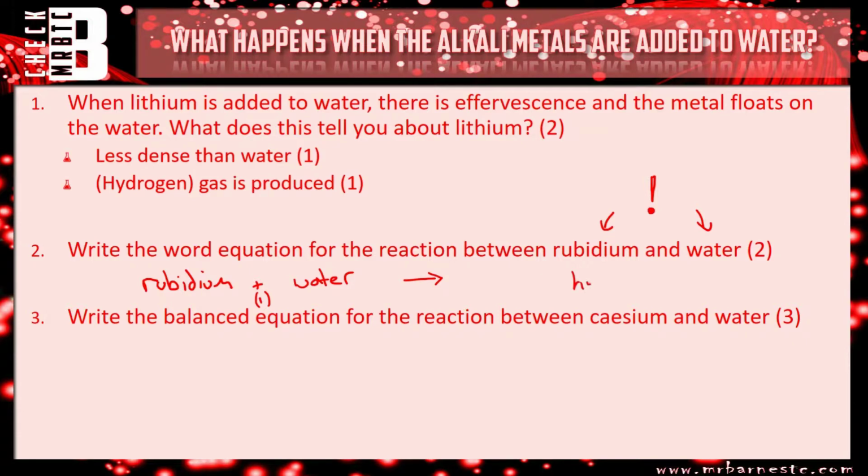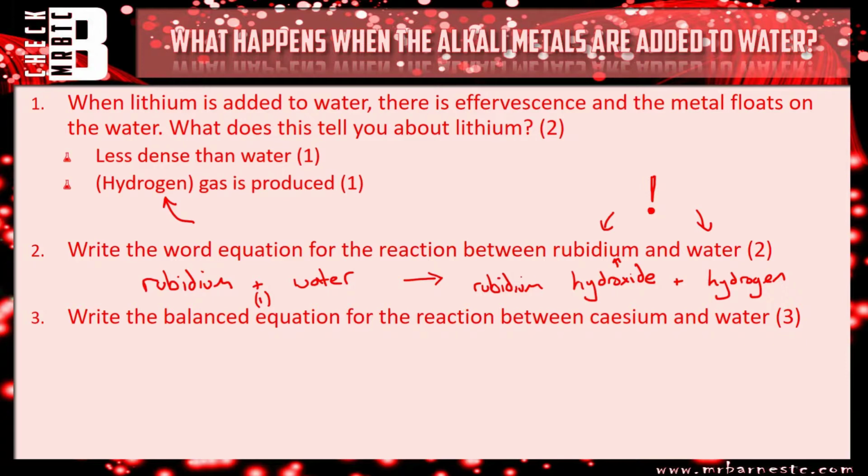Now, the next thing is you know you're going to get a hydroxide. We've already talked about that, so you just take the name of the metal, rubidium, and put it in beforehand. And again, you know the gas is hydrogen, so just put that in at the end. So your word equation is rubidium plus water, which gets you 1 mark, gives you rubidium hydroxide, and hydrogen, which gets you your 2nd mark.